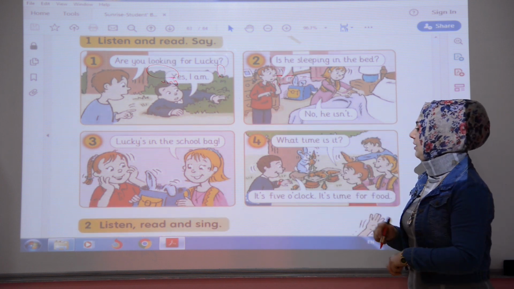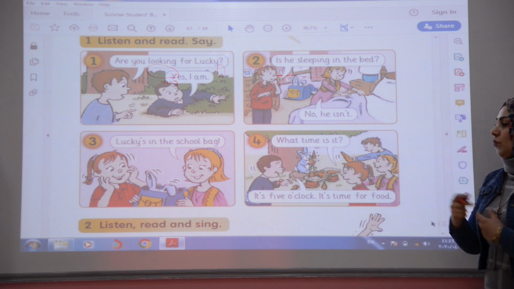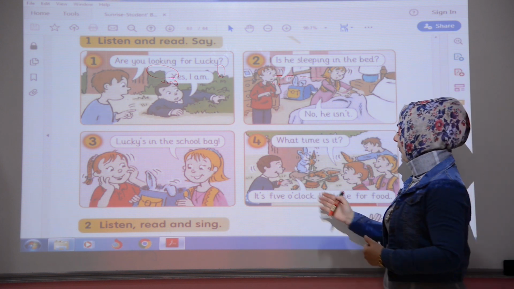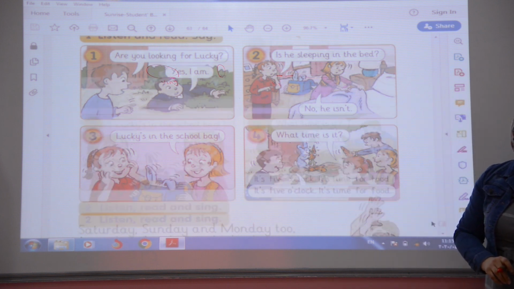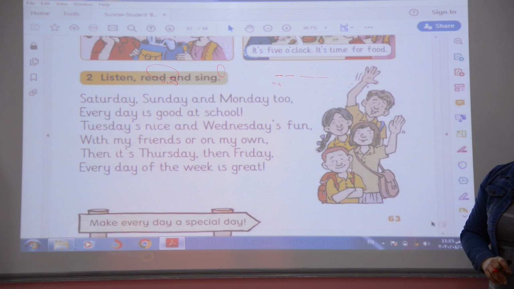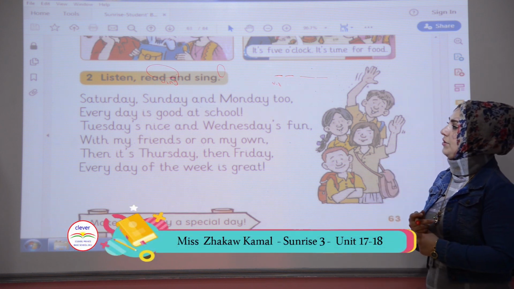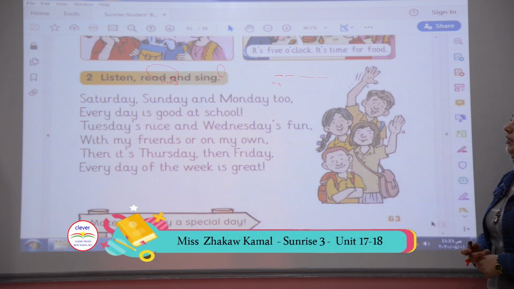What time is it? We said that. What time is it? It's 5 o'clock. It's time for food. Okay. And we have Saturday, Sunday, and Monday too.